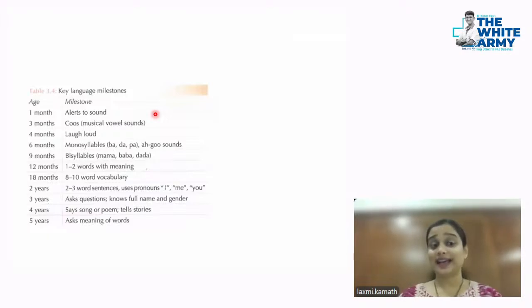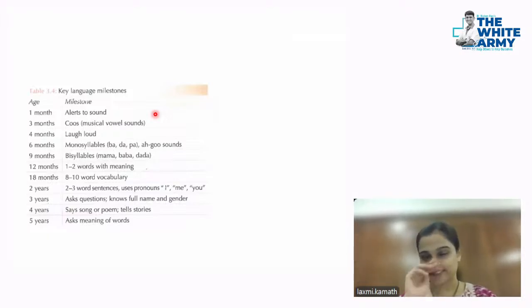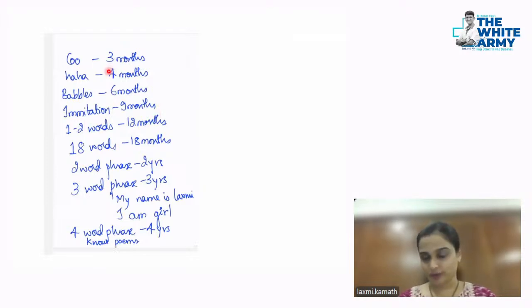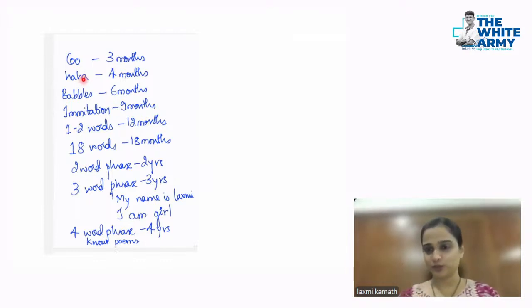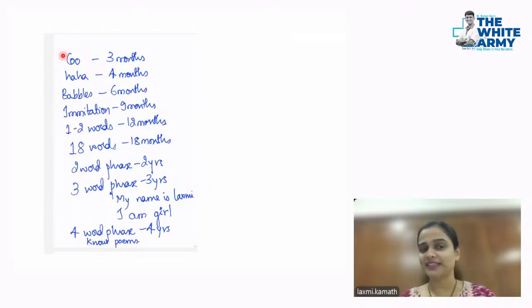Next coming to the language milestones. So how does the language develop? For this also there is a very nice mnemonic. So this is how you remember it. At 1 month, there are only some sounds which are produced by a newborn. At 3 months, the child coos. Now, coo has 3 letters. So it comes at 3 months. At 4 months, it laughs.